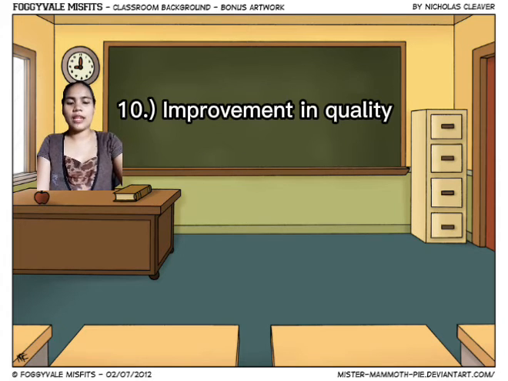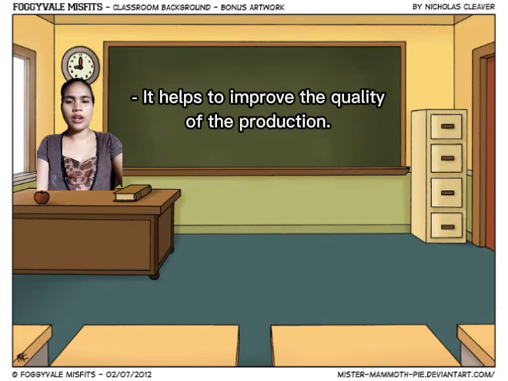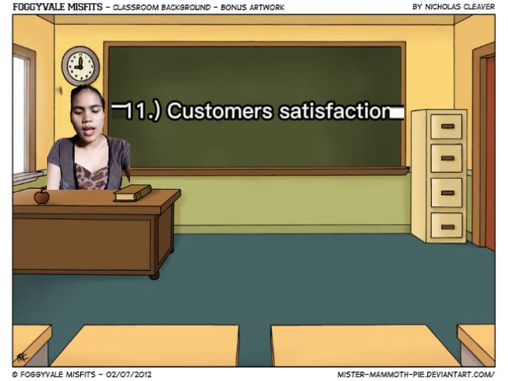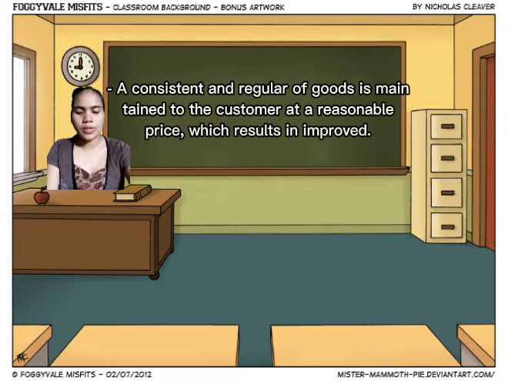10. Improvement in quality. It helps to improve the quality of the production. So, improvement in quality ensures high quality products and services by eliminating defects and incorporating continuous changes and improvements in the system. High quality products in turn lead to loyal and satisfied customers who bring 10 new customers along with them. Number 11. Customer satisfaction. A consistent and regular supply of goods is maintained to the customer at a reasonable price, which results in improved satisfaction. So, keeping your existing customers happy should always be a priority. Customer satisfaction is important because it hugely increases the chance of a customer returning to do more business.